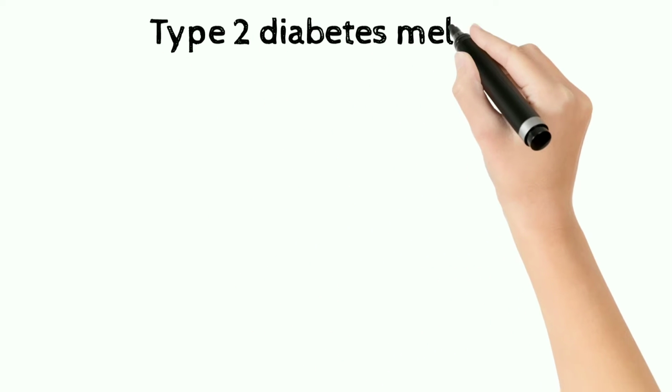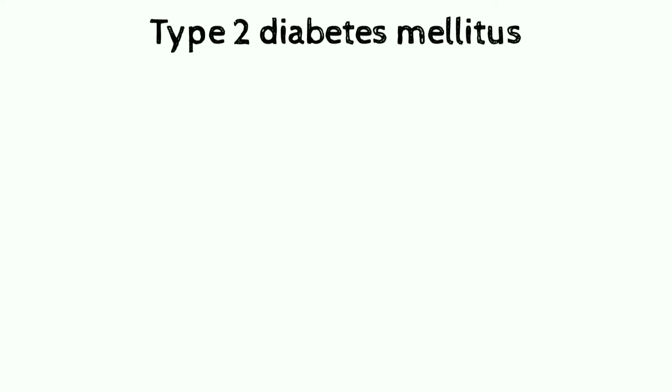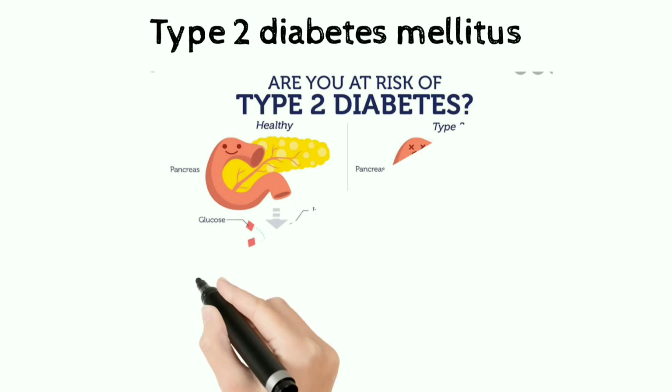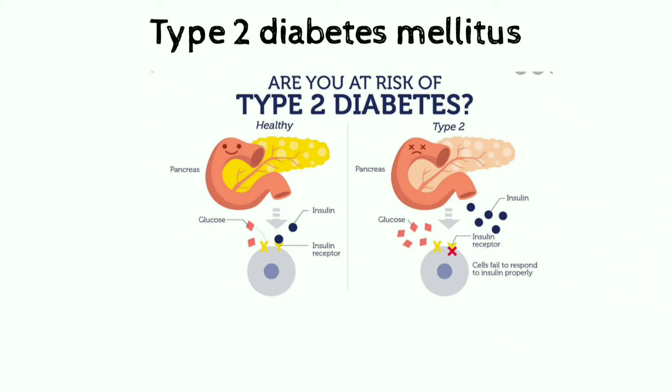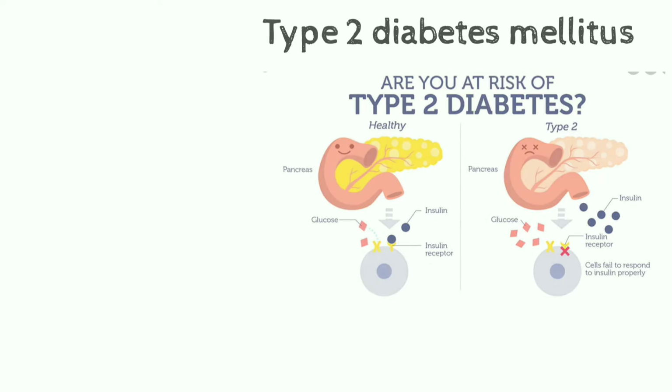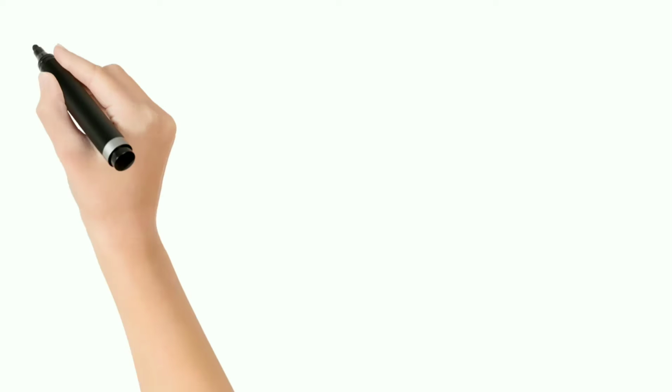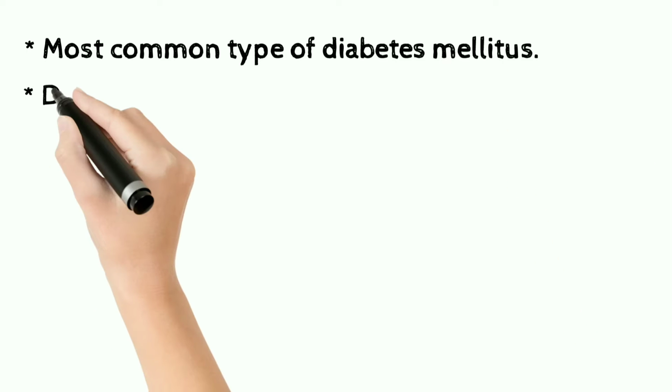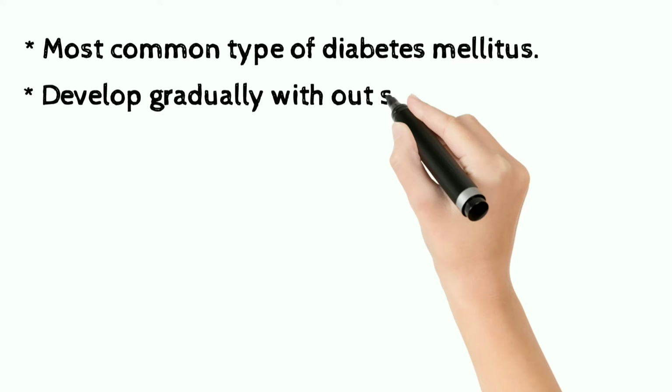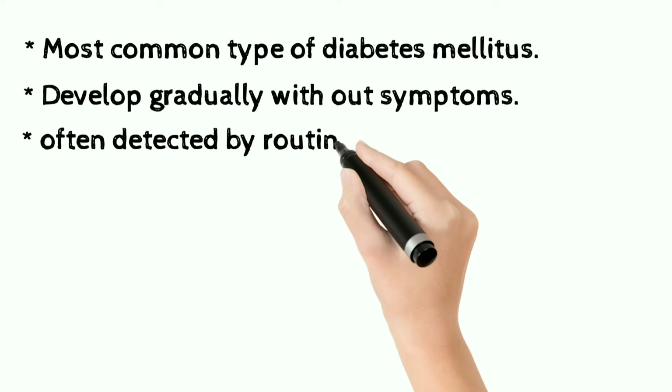Today we are going to cover type 2 diabetes mellitus as much as possible. Remember, you can watch my previous videos about diabetes to get basic knowledge. Now we will see some common points about type 2 diabetes mellitus. It is the most common type of diabetes. It can develop gradually without any symptoms. It's often detected by routine investigations.